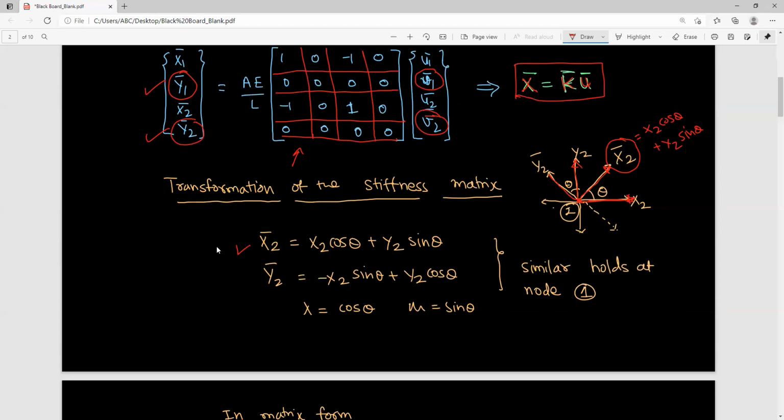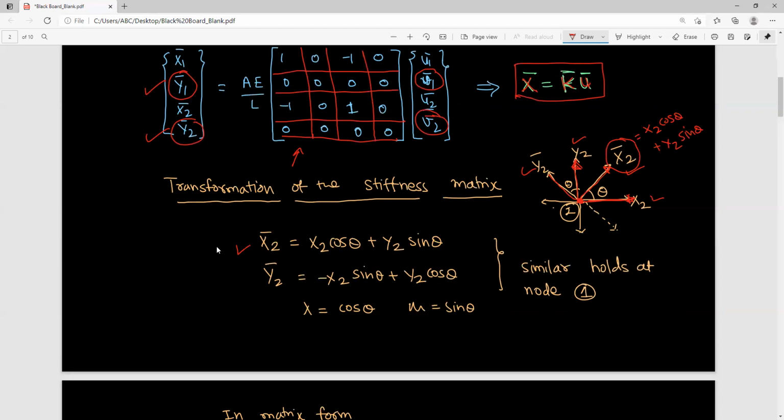This is just a representation of node 2, the free body diagram of node 2, and whatever forces are there in the local and global coordinate systems. This is in the global coordinate system. This is in the local coordinate system, with the orientation shown here. This is a free body point, which is node 2. So we may write x2 bar as a combination of these two. Similarly, we can write y2 bar.